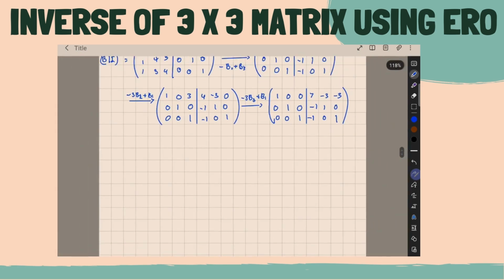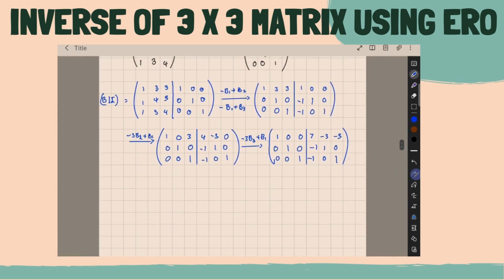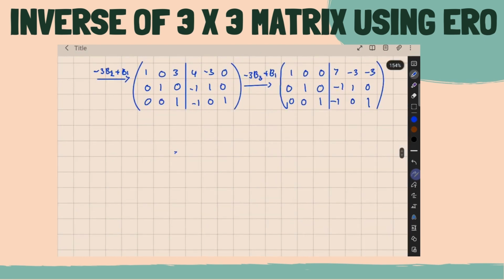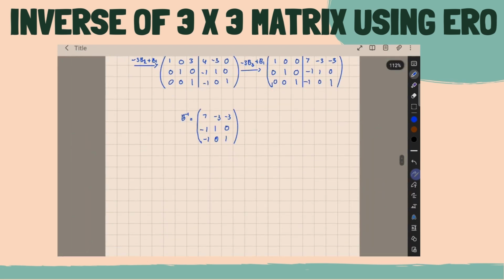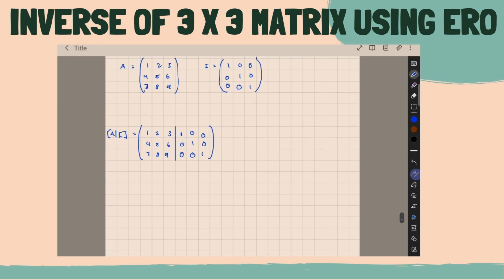So we have solved the inverse matrix of B. So B inverse is equivalent to 7, negative 3, negative 3, negative 1, 1, 0, negative 1, 0 and 1. So this will be a non-singular matrix. Now on to the next question.